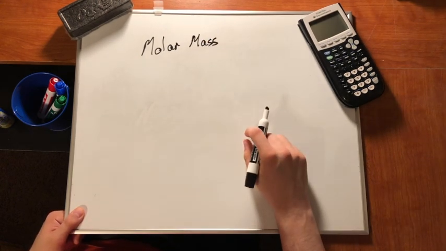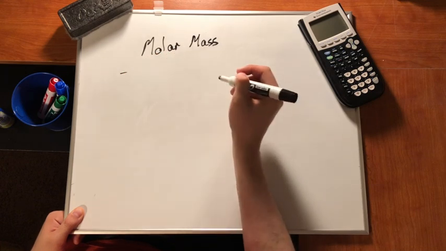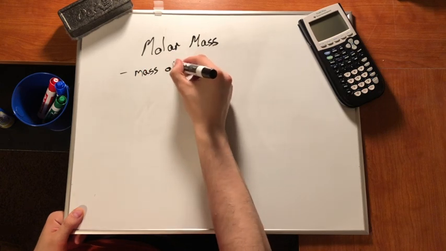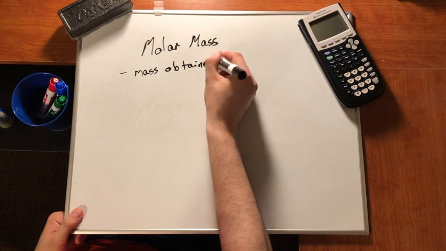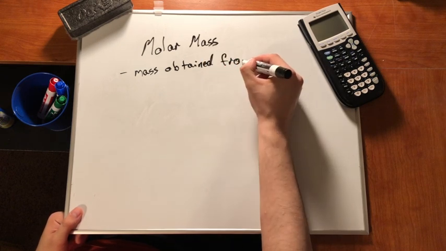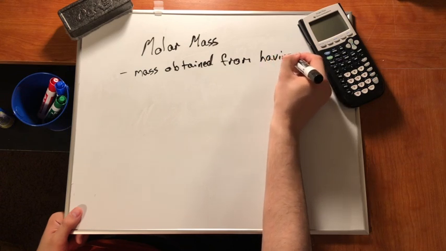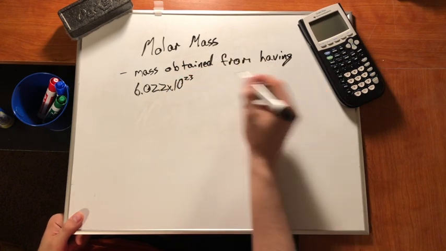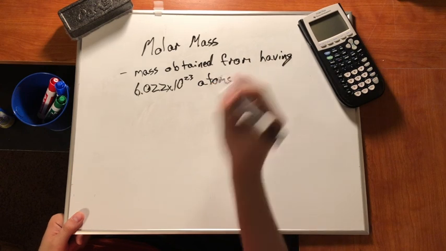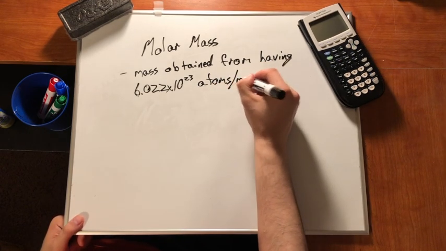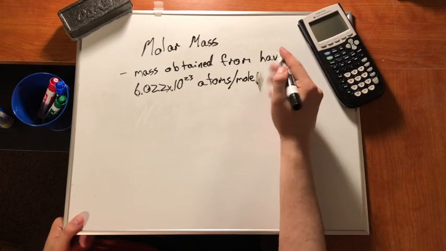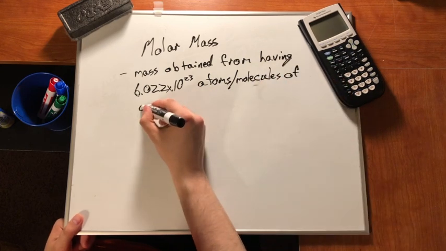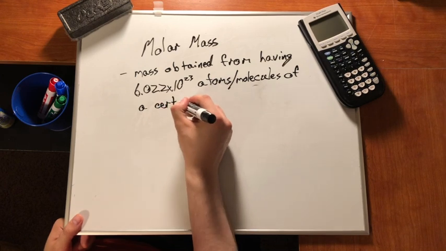And really what this is, let me write this out. A molar mass of an element is a mass obtained from having 6.022 times 10 to the 23 atoms of a certain element. Actually, it also works for molecules. I'll say substance.